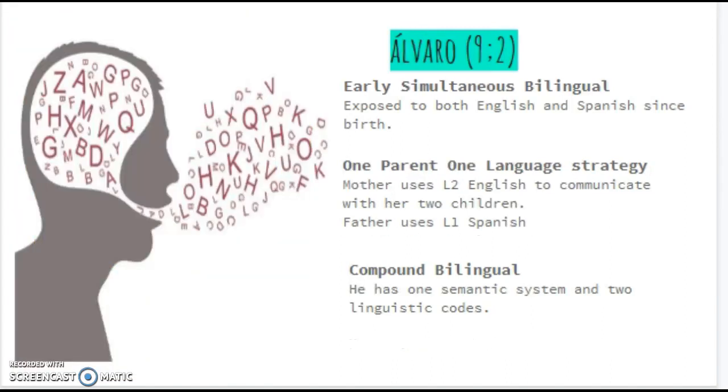Alvaro, age 9 and 2 months, is another classmate of Inez, has the same exact profile. His parents use a one-language, one-strategy approach. His mother speaks in English using her L2 to communicate with both children, whereas the father uses his L1. Now, Alvaro is a compound bilingual. He has one semantic system and two linguistic codes.